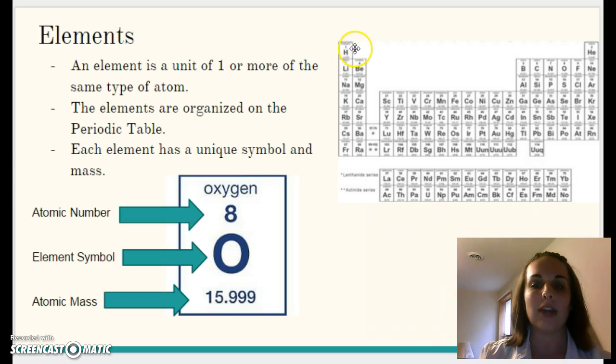So if we have hydrogen here, hydrogen only has one proton in its atom. Helium would have 2. In this case, oxygen would have 8. Other things you'll notice on the periodic table, we have an element symbol. Every element has its own abbreviation, so for oxygen it's just the capital O, and then we have its atomic mass.